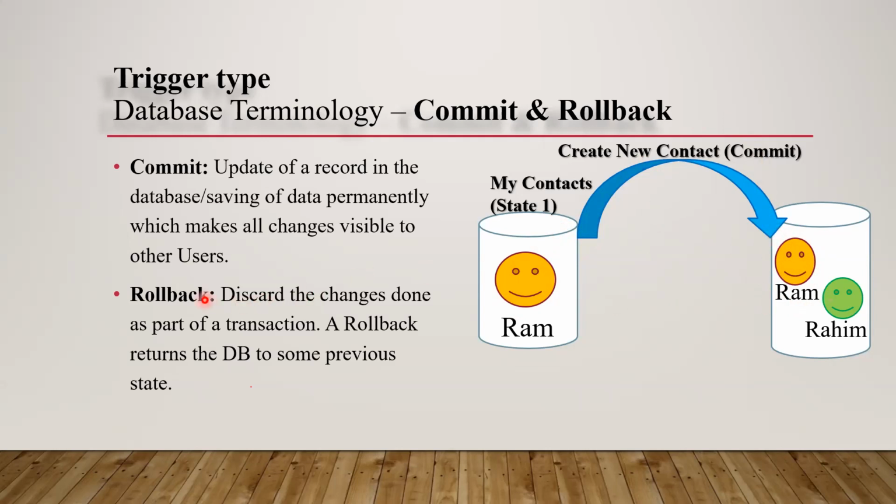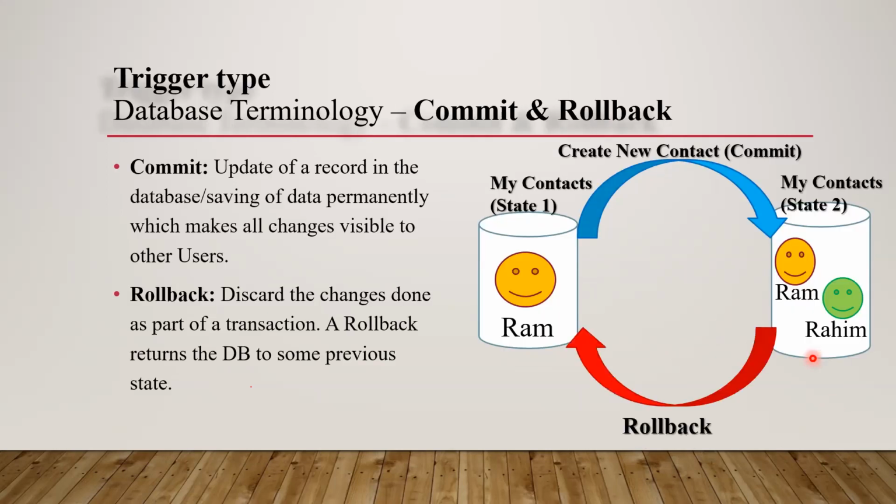Now the next terminology is rollback. So rollback means if you have made any changes and you want to discard those changes as a part of a transaction, that means you want to remove whichever changes you have made. Like you created a contact with the name Ram, and you entered a wrong email ID. You want to remove the wrong email ID, so that can be done using rollback. So these are the two terminologies that are there. The first one is commit and the second one is rollback.